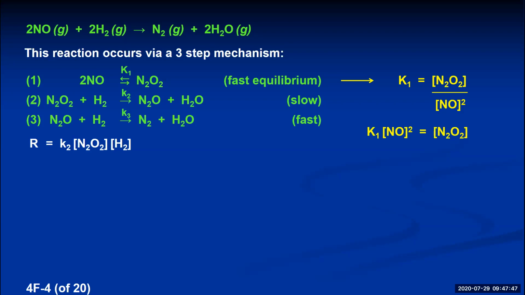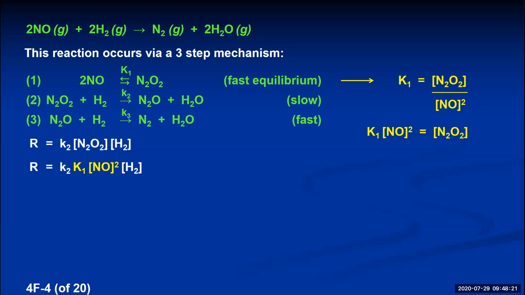Well, now I can substitute the N2O2 out of the rate law and replace it with K1 multiplied by NO squared. I've kept the yellow color there so you can see what I've done. Now I have a rate law that's only in terms of the reactants. It's in terms of NO and it's in terms of H2. Now, a rate law always has a specific rate constant that's proportional to temperature. What we've done here is we've determined the actual specific rate constant is the product of the specific rate constant for step 2 and the equilibrium constant for step 1.